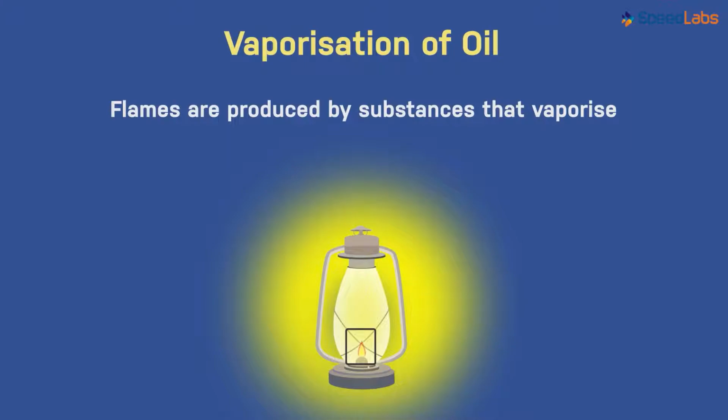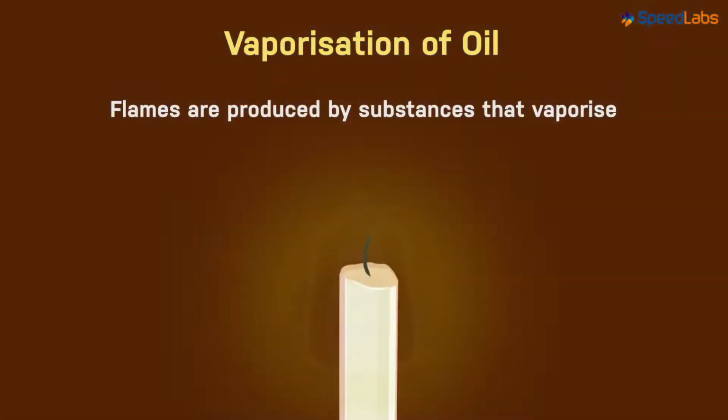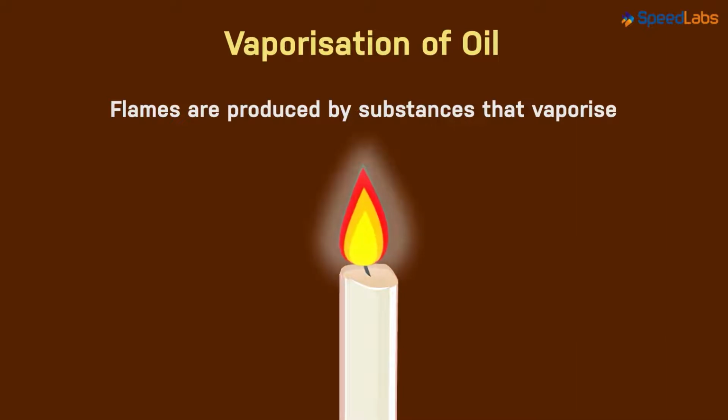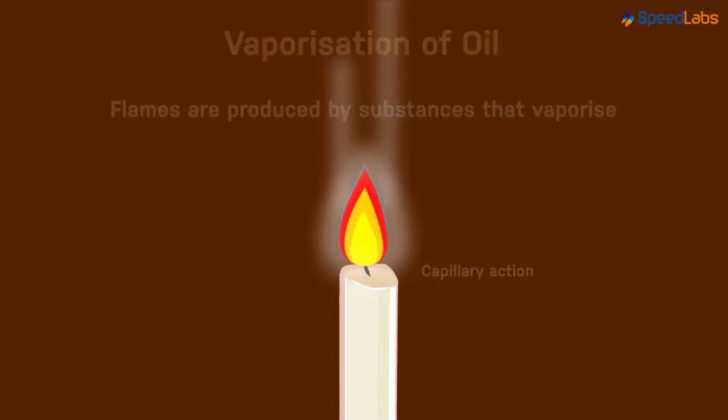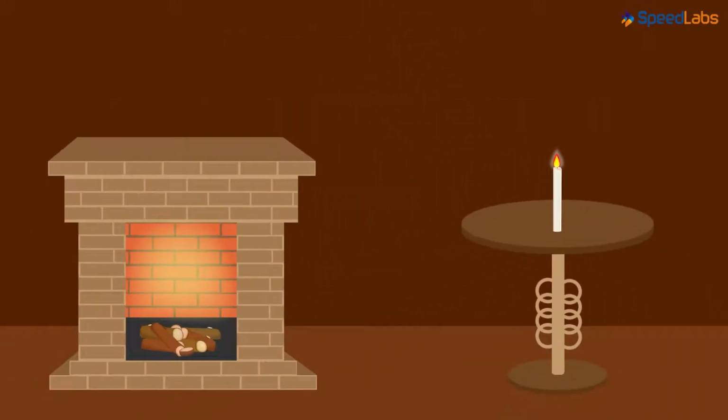Now you may wonder what gets vaporized in case of a candle. We can see that it's the wick that burns, but it's the wax which acts as a fuel. The wax is melted due to heat which gets into the wick by capillary action. As a result, it rises up, burns and gets vaporized. This is why we find a flame when a candle is burnt, and it's absent in the case of a wooden log because it burns directly without vaporizing.